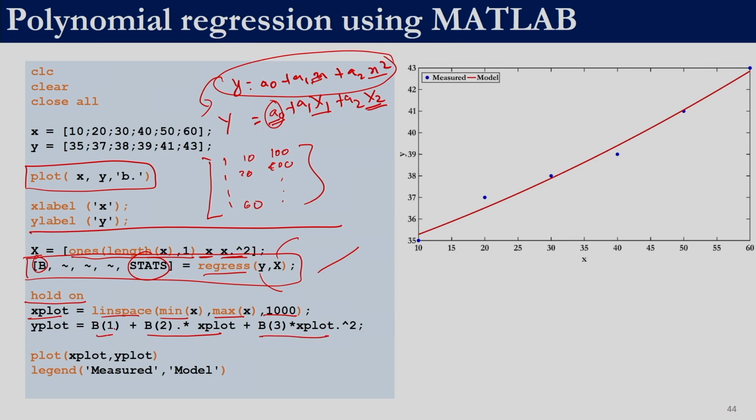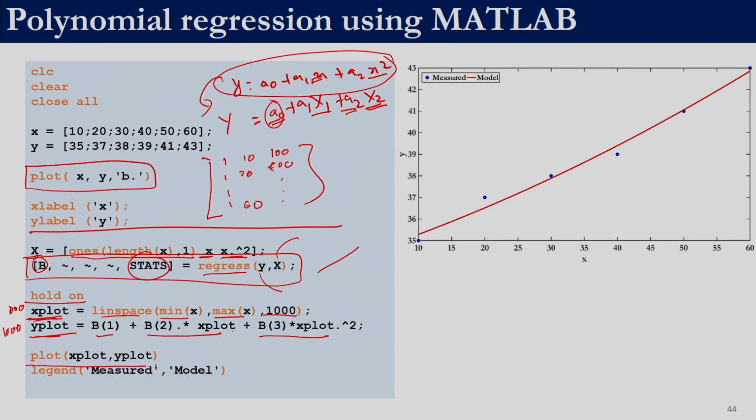So, that is why we do B of 1, the first value which is constant, plus B of 2 which is nothing but A1 multiplied by x plot. x plot is the points that we generated, plus B of 3, so A2 into x plot, so each of these points squared, right. So, this will give us y plot. So, x plot will have 1000 points and y plot will have 1000 points.